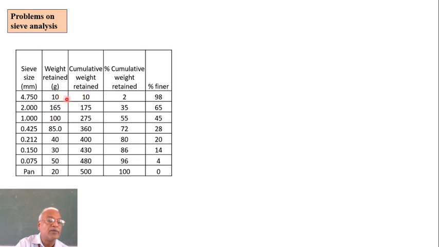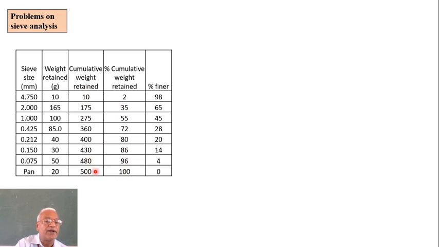So the cumulative weight retained will be: the first data as it is, the second will be 10 plus 165, 175. Next will be 175 plus 100, 275, plus 85, that is 360, plus 40 would be 400, plus 30 is 430, plus 50 is 480, plus 20 is 500. So the whole 500 grams of soil. Now this is called the cumulative weight retained on any of the sieves. What it means is, for example, at 425 microns, if you sieve the total soil through 425 microns, what is the amount of soil which will be retained on 425? It will be 360. So this is the cumulative weight retained.